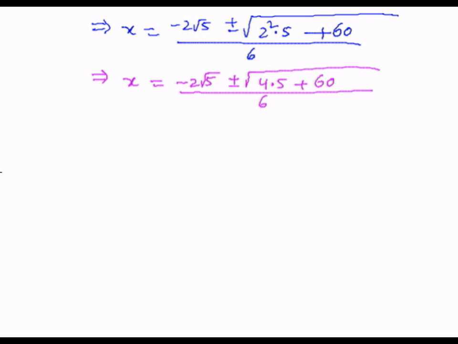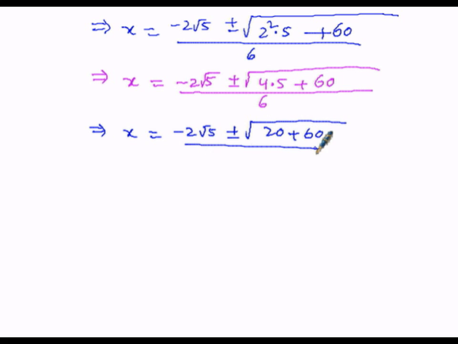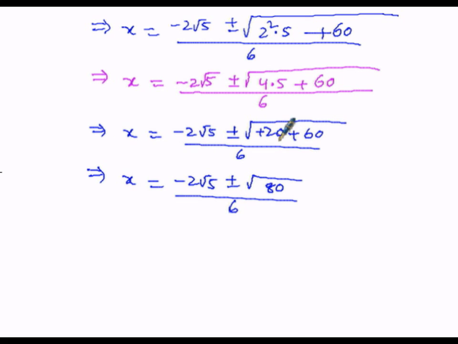So, that implies x equals to minus 2 root 5 then plus or minus root of 4 5s is 20, 20 plus 60 overall divided by 6 again. So, that implies x equals to minus 2 root 5, then plus or minus, so here 60 is positive and 20 is also positive, plus of plus is plus, we have to add up, 60 plus 20 is 80, overall divided by 6. To assess the sign here, among 20 and 60, 60 is greater, its sign is positive, 80 also has the sign positive.